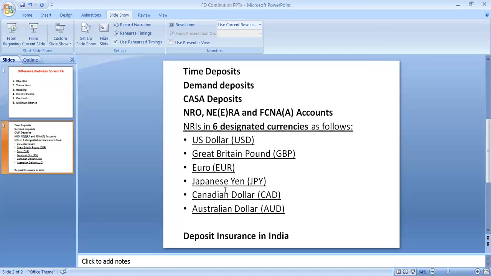This account was introduced as the NRE scheme in the 1970s. It is a rupee account and the NRI can remit money to India from the funds abroad. This means that the depositor is exposed to the currency rate risk.